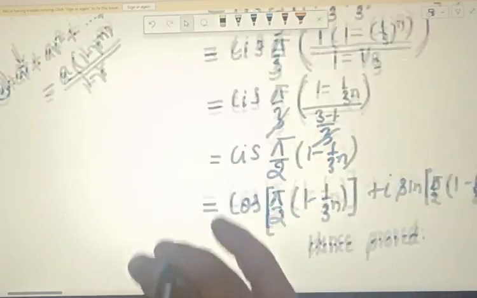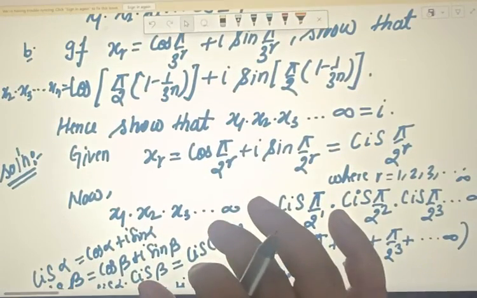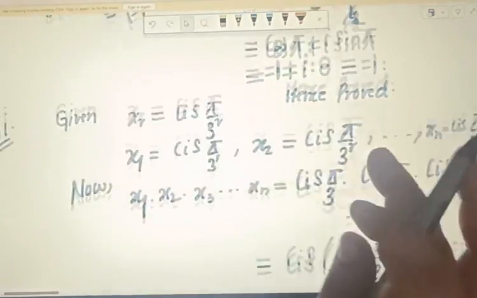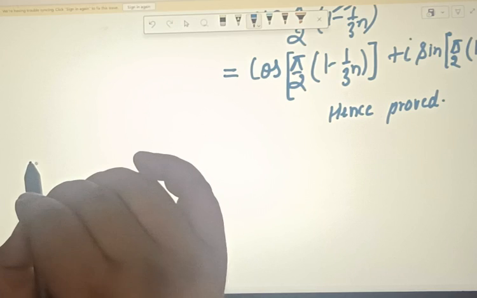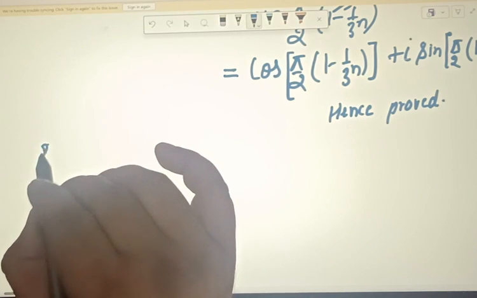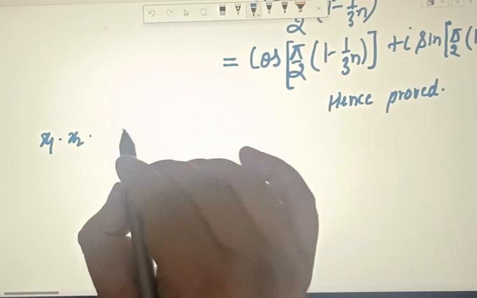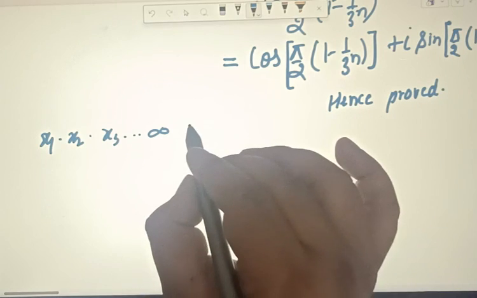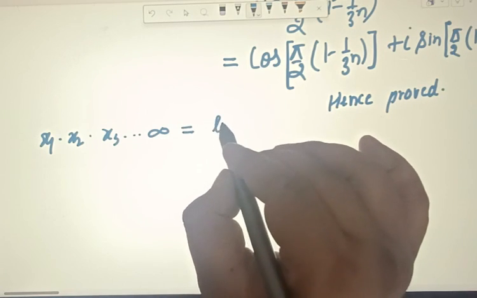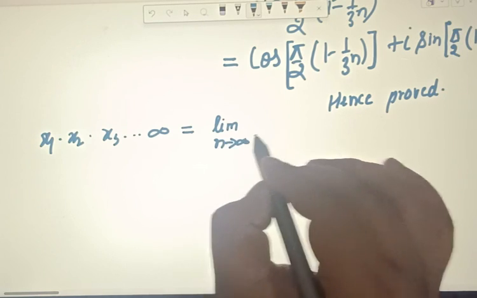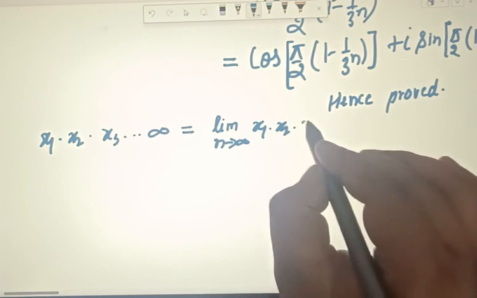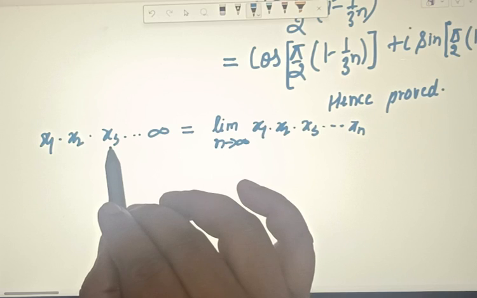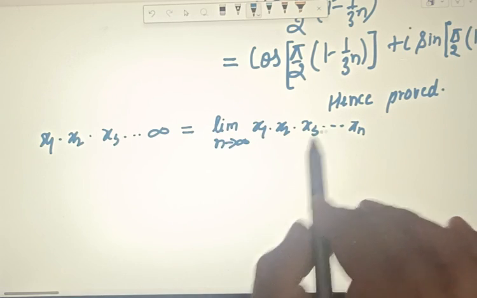Now, hence show that we also need to show that this infinite product is equal to iota. That means we need to show that x1 into x2 into x3 and so on up to infinity, not up to xn. So I can write this as the limit as n tends to infinity of x1 x2 x3 up to xn, meaning the product goes to infinity.